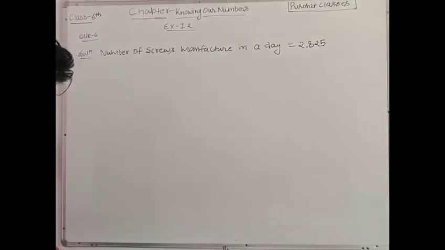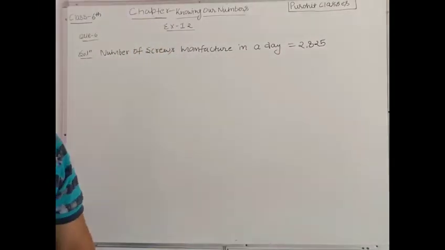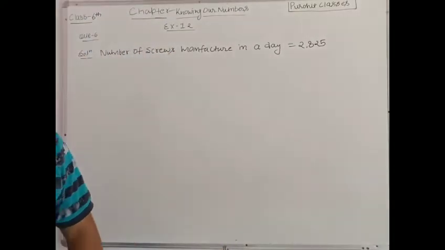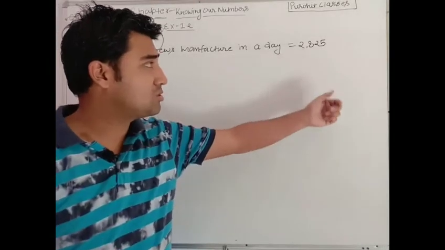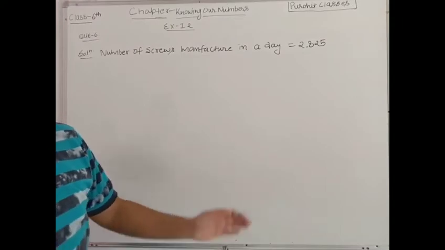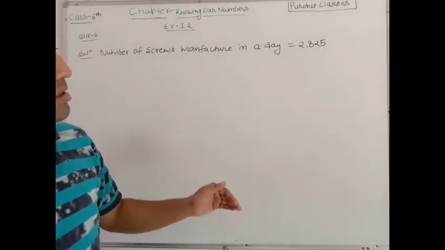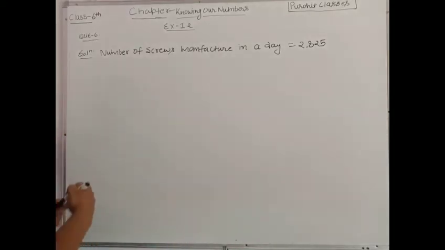Now I have to do the calculation for 1 month. 1 month means 30 days. This is the number of screws for one day, and I have to calculate it for 30 days. Now think yourself, should the answer be less or more than this? Yes, correct. The answer should be more, because if in one day a machine manufactures 2000 something, then in 30 days it will be more than 2000 something. And whenever your mind says that the answer should be more, you just have to go with the operation of multiplication. Understood?